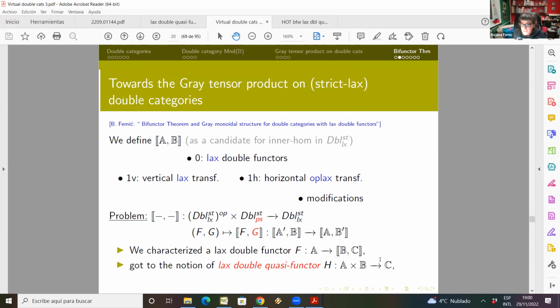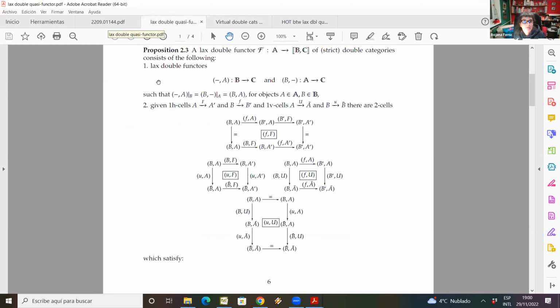And you get a bunch of data and you reorganize them following the recipe of Gray. And this gives me the definition of what I call a Lax double quasi-functor. At this place, I want to show you just a definition, not to impress, but when you work with double categories, you need a lot of paper and a lot of patience, a lot of space. So here is the characterization.